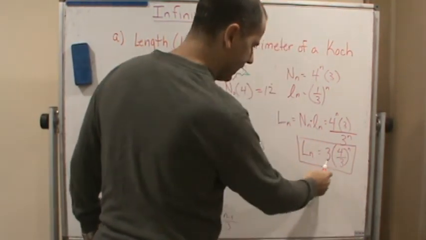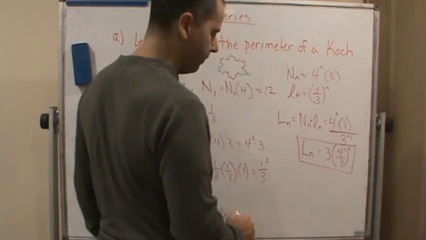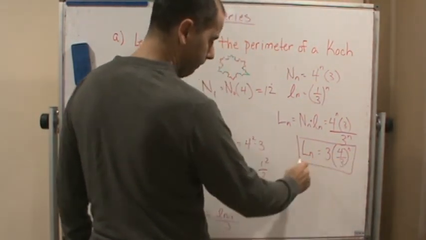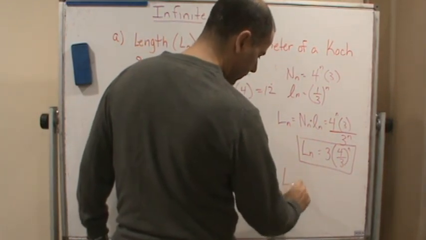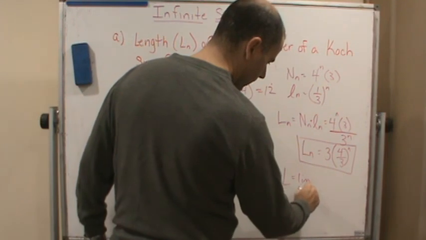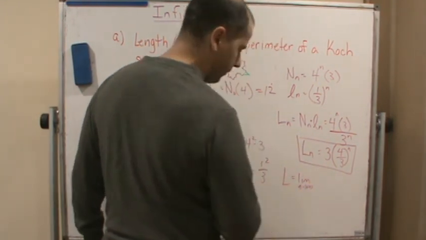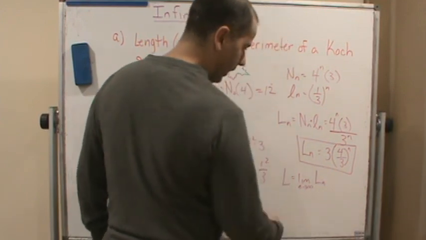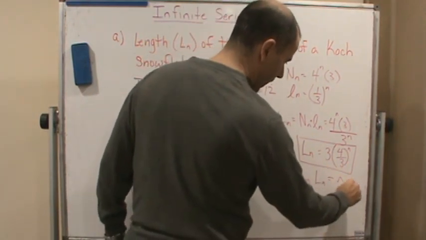Now notice that this is in geometric form. So the perimeter of the Koch snowflake equals the limit as n approaches infinity of L sub n, which obviously goes to positive infinity.